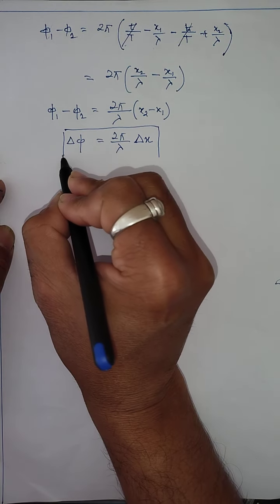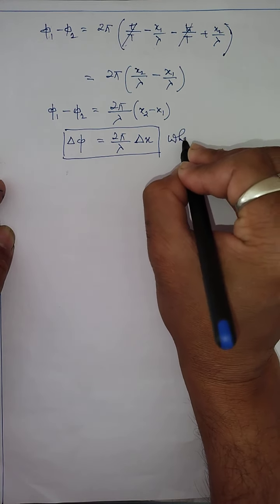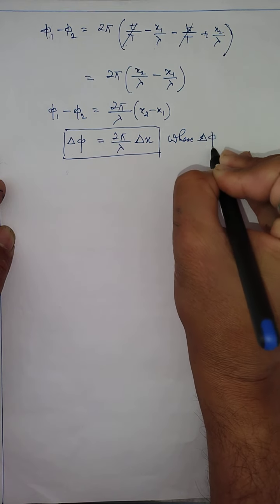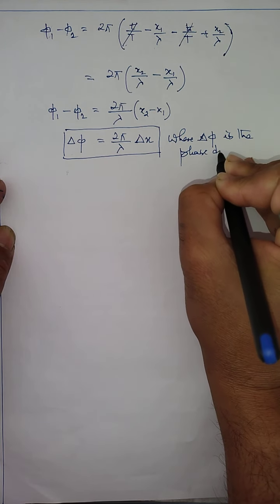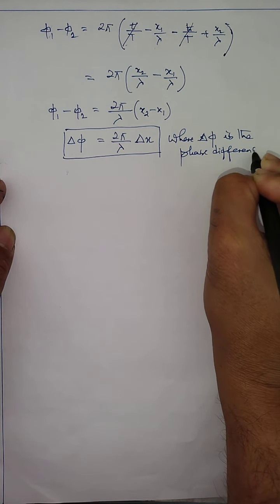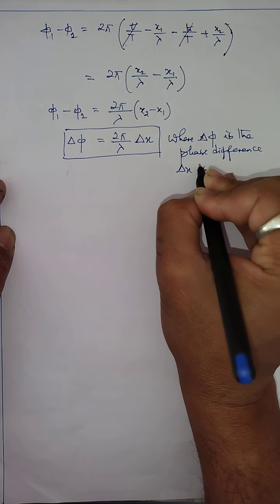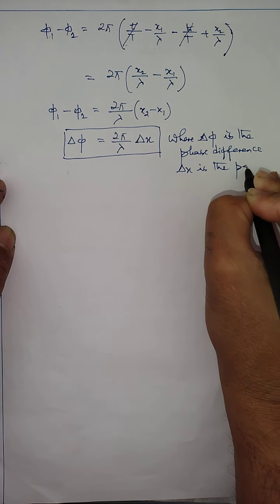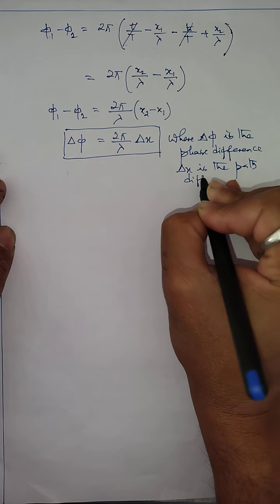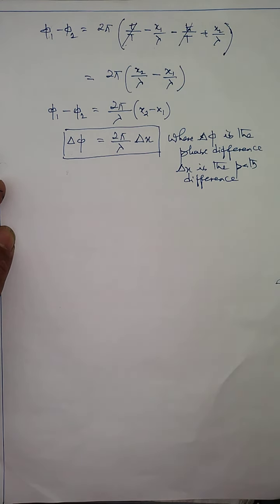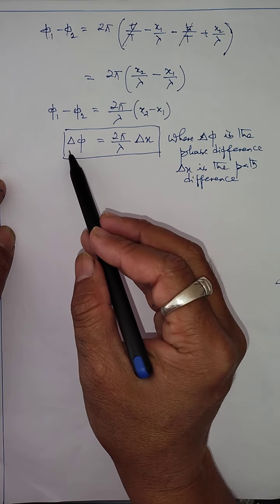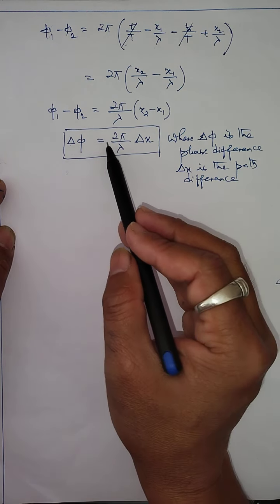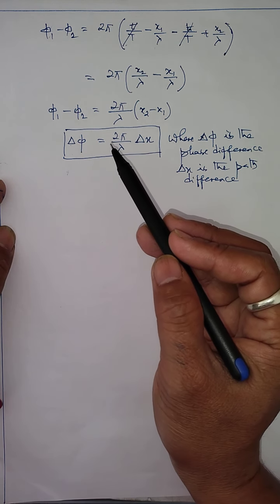So if you look at the relation, children, delta phi is the phase difference, and delta x is the path difference. So when a wave propagates in a medium, all the medium particles vibrate in a different manner, but between any two particles we can measure the phase difference and path difference. So the phase difference for a wave which propagates in a medium is expressed by 2 pi by lambda into delta x, where delta x is the path difference.